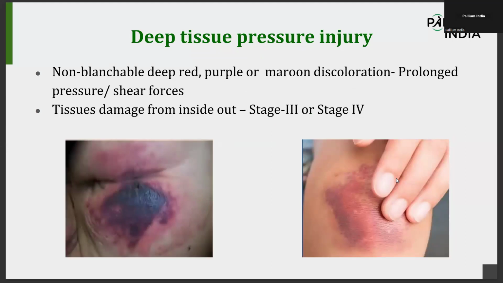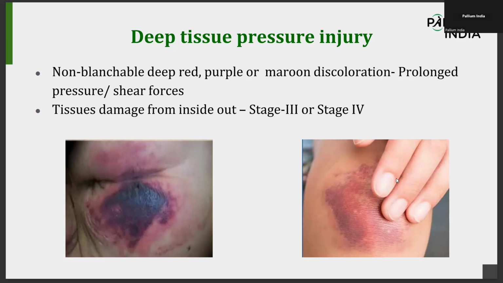Next, the sixth one is deep tissue pressure injury. It is a non-blanchable deep red, purple, or maroon discoloration due to prolonged pressure or shear forces, with tissue damage from inside out. The first time it is seen like a deep tissue injury. When we check it later, it will progress to stage 3 or stage 4. That is deep tissue pressure injury.